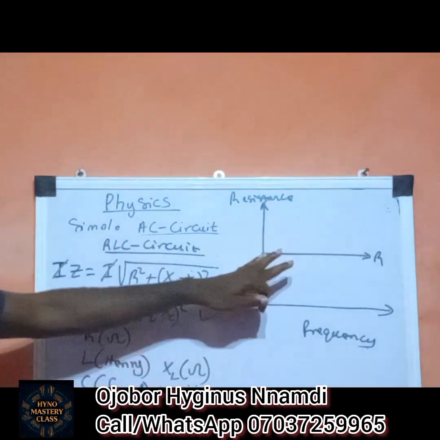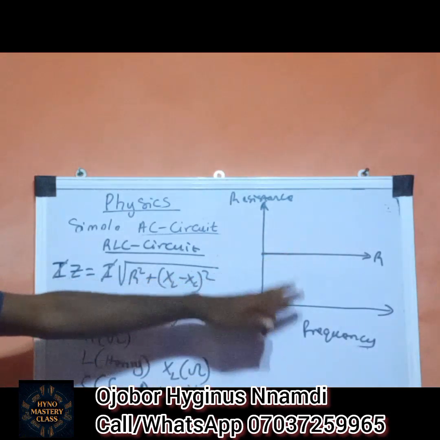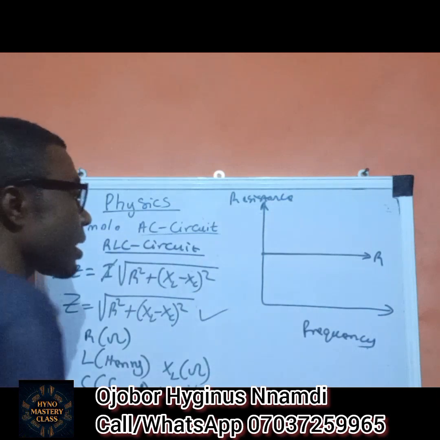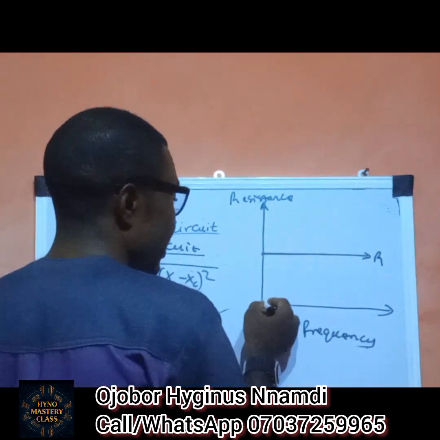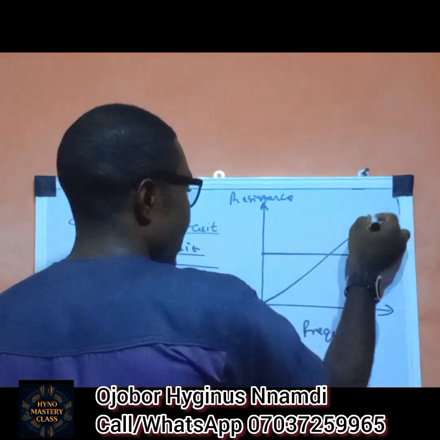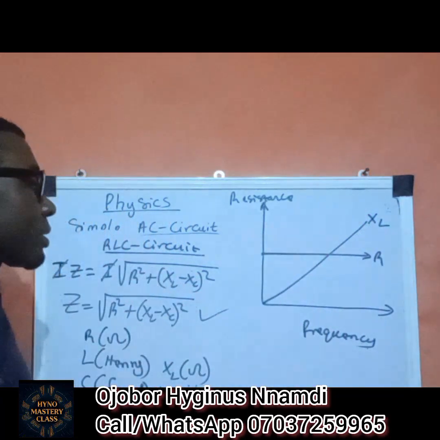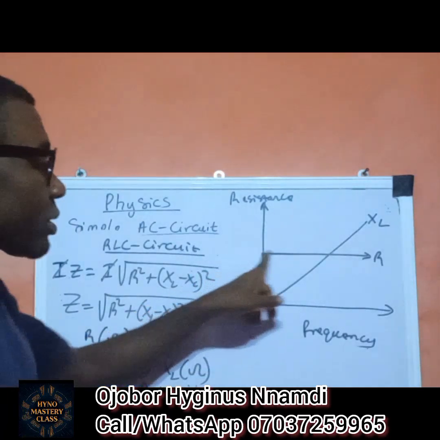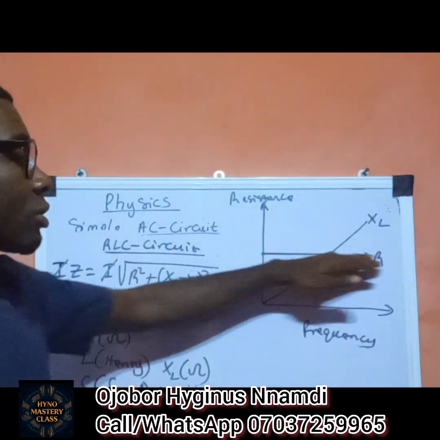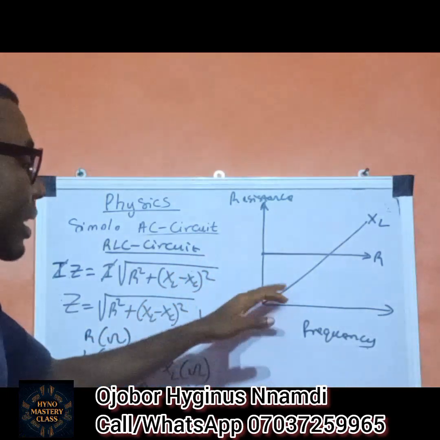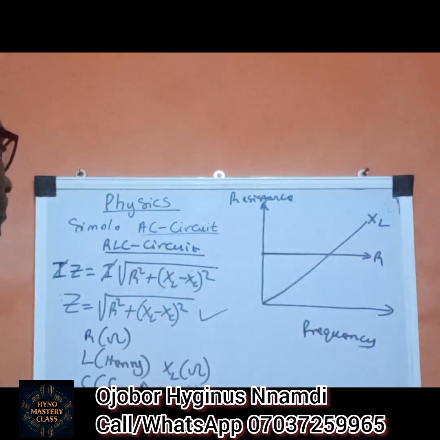That is how you represent, on a graph, the relationship between the resistance of a resistor and frequency. Then if it is an inductor, you see that the inductive reactance XL is directly proportional to the frequency. That is, as the frequency increases, the inductive reactance increases. But like I said, it does not affect the pure resistance of a resistor. The pure resistance of a resistor remains constant, even with varying frequency. But for an inductive reactance, it is directly proportional to the frequency.